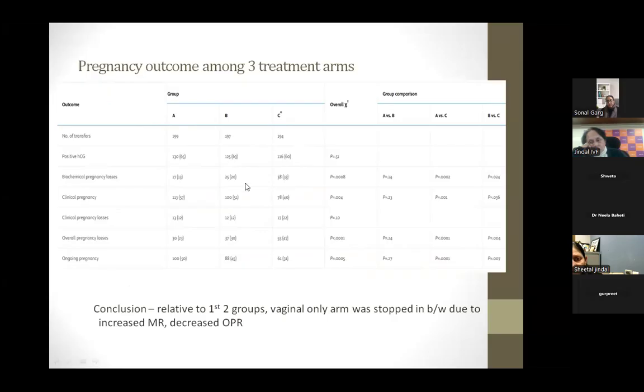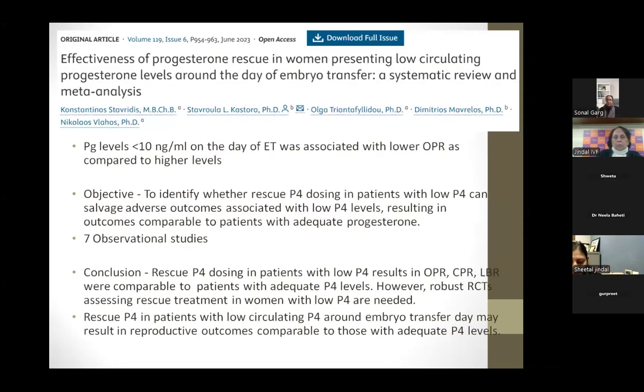the use of the vaginal arm the biochemical pregnancy losses were probably the highest, and the clinical pregnancy rate was lowest in the only vaginal arm, and it was statistically significant. So this trial was stopped for the frozen cycles, because the vaginal only arm had increased miscarriage rate and decreased ongoing pregnancy rate, which was statistically significant. So this made people think whether vaginal progesterone as the only route in frozen embryo transfer cycles is relevant, or is there a need to add any additional agent.